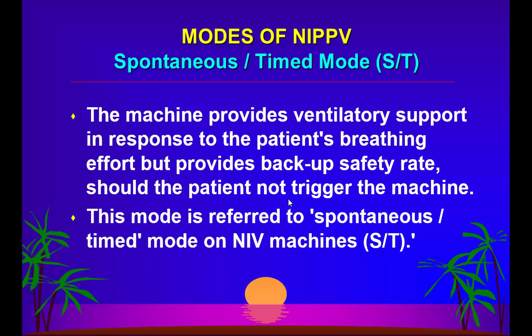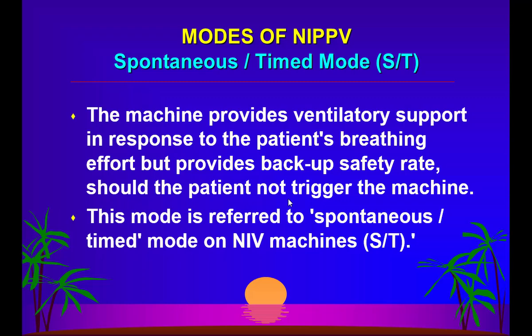Now this differs from SIMV. In SIMV, whatever mandatory breath you set, the ventilator would deliver, and the patient can also have his spontaneous breaths, and then the total rate becomes the sum of the mandatory breaths delivered by the ventilator and the spontaneous breaths. For example, if you set an SIMV rate of 10 and the patient breathes at a rate of 8 on his own, then the total respiratory rate of this patient would be 10 plus 8.